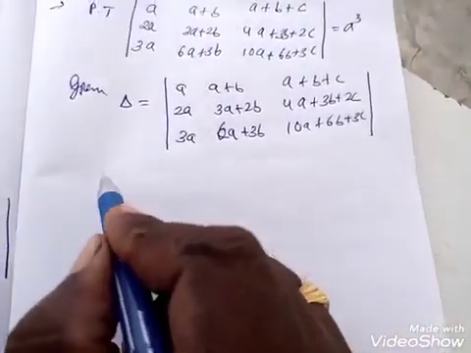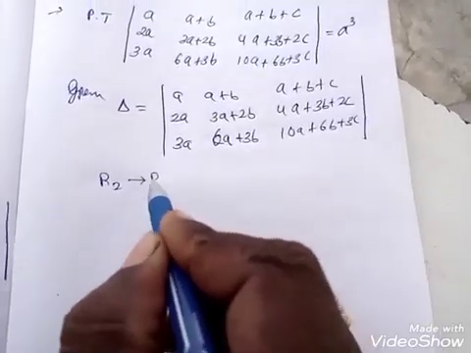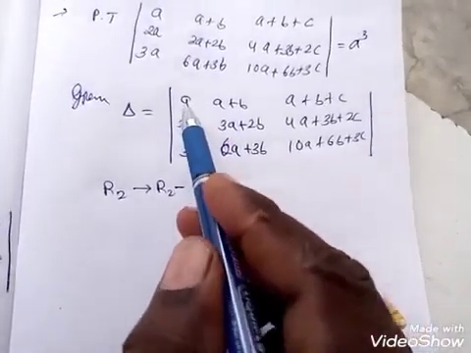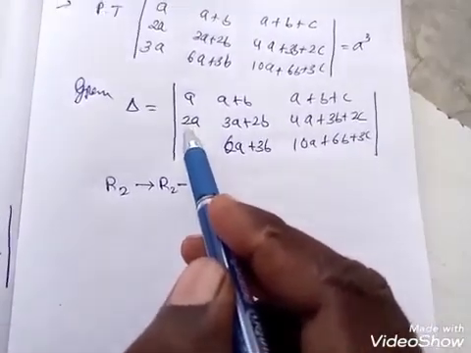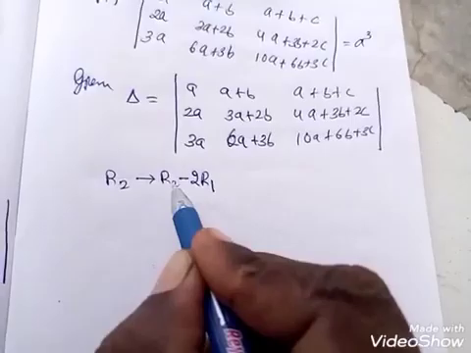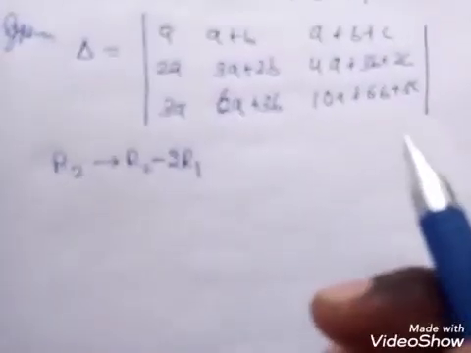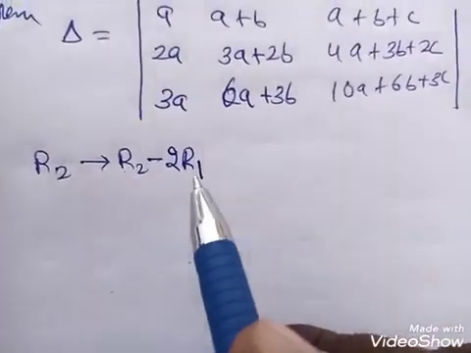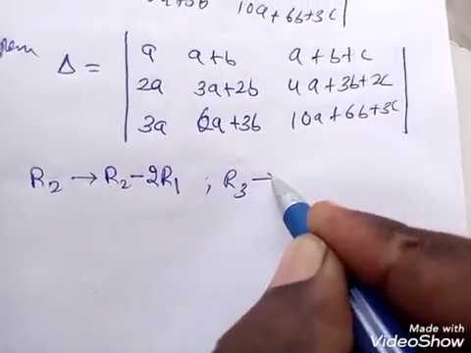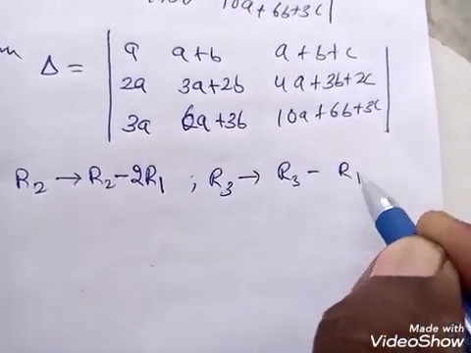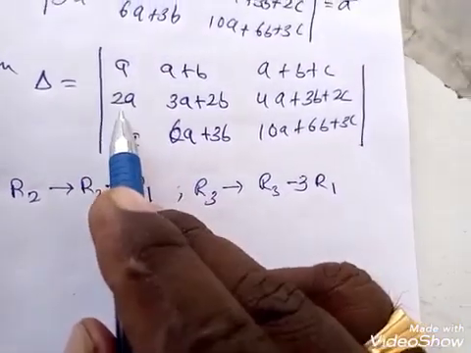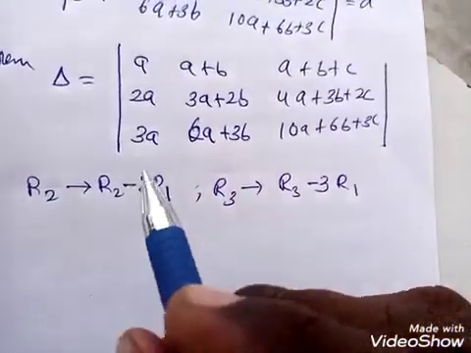Now what operation am I going to do? R2 gives rise to R2 minus 2R1, because the coefficient of R1 becomes 2. Now 2a minus 2a becomes 0. Further, another operation: R3 gives rise to R3 minus 3R1, because here 3 is there. Now 2a minus 2a becomes 0, 3a minus 3a becomes 0. Our aim is that only, no?